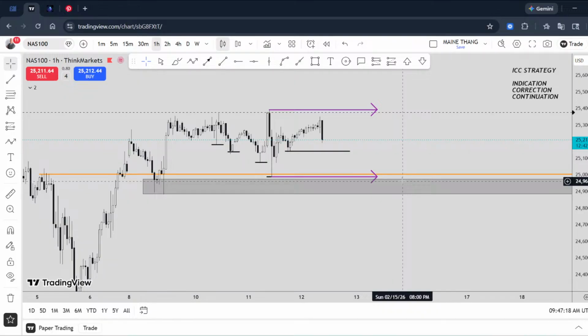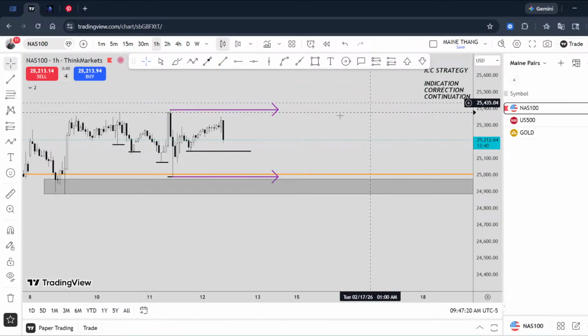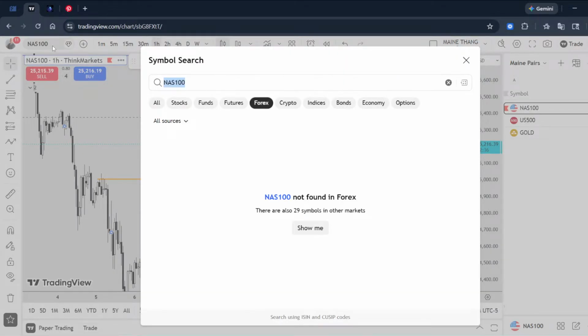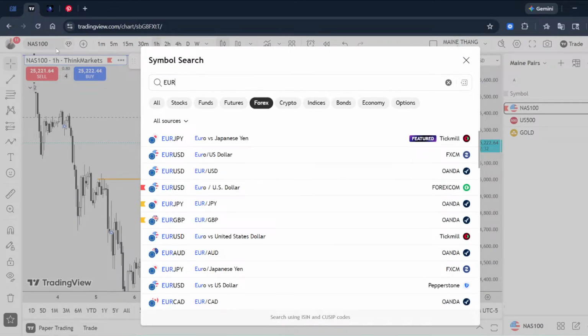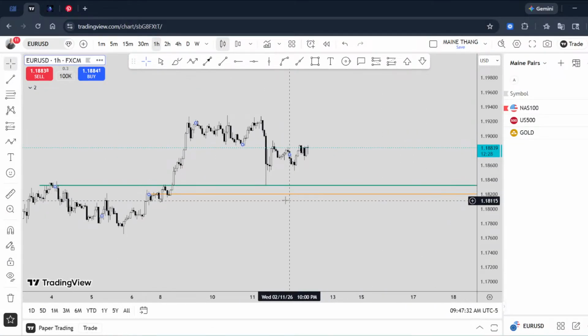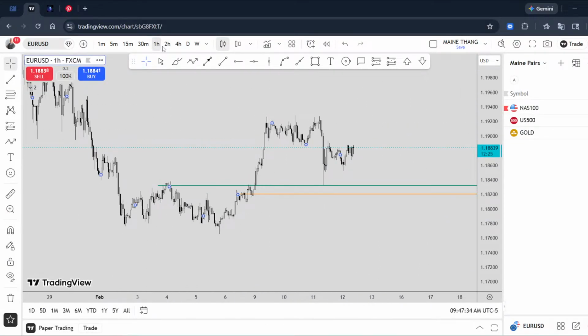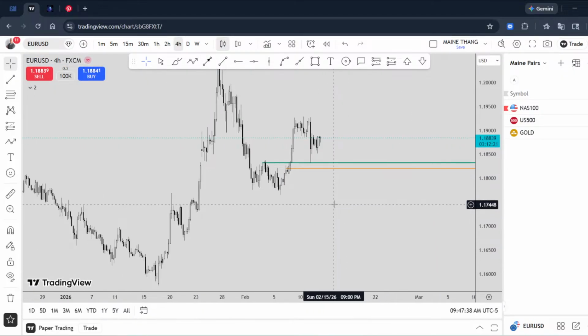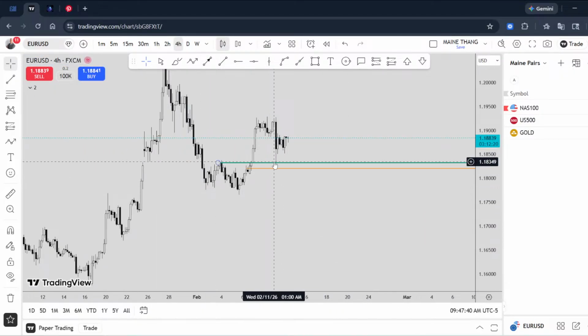Price is not doing nothing. Let me go check out old reliable, the Euro USD. See what it's been doing the last time I seen it. 4 hour. Tapped it.